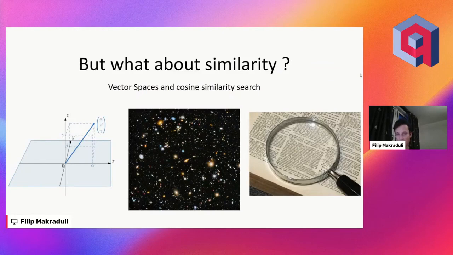So we have the model, we encode the text, and we have the embedding. Now the question is, how do we actually generate the recommendations? How is the similarity performed? The similarity was done using vector spaces and cosine similarity search.